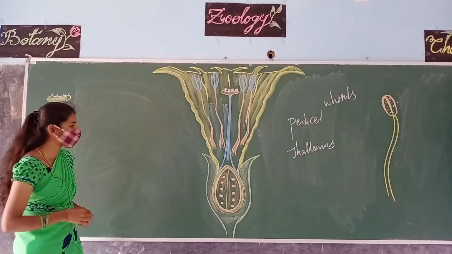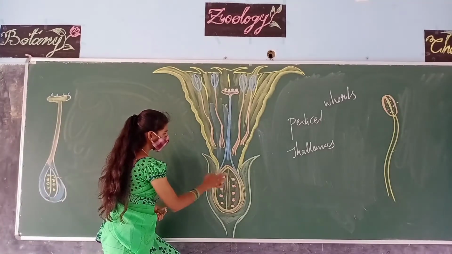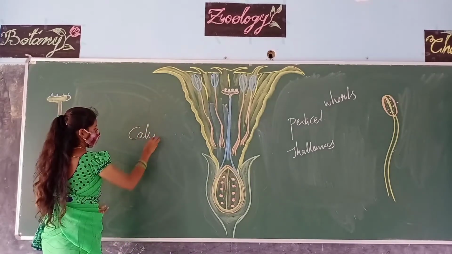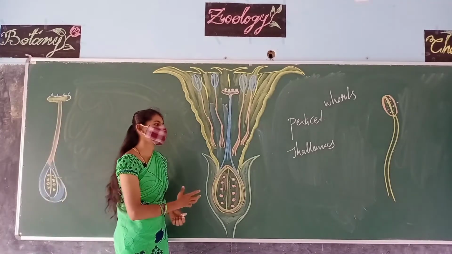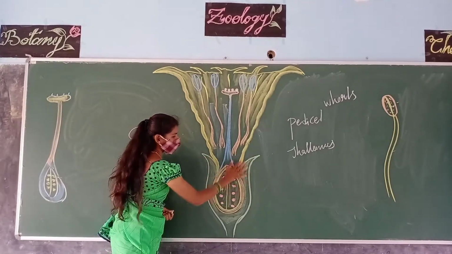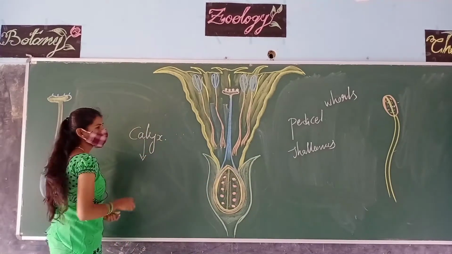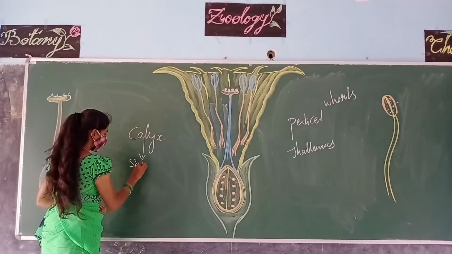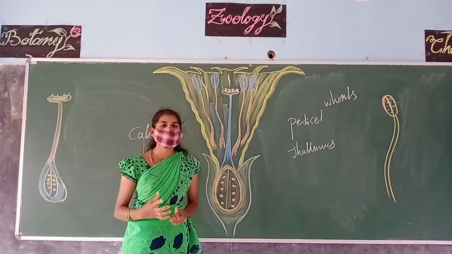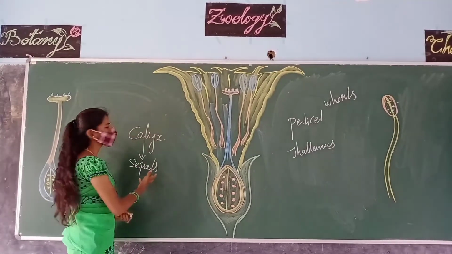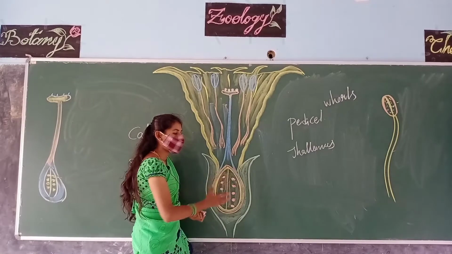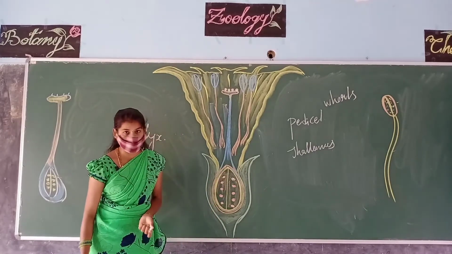Coming to the first whorl, which are small green and leaf-like structures, those are called calyx, right? These calyx are made up of sepals. You could see here, these are called sepals, which are green in color. All sepals collectively are called calyx, which is the first whorl of a flower, right? The function of the sepals or calyx is, same like the thalamus, protection for the plant, and also involved in photosynthesis, right?